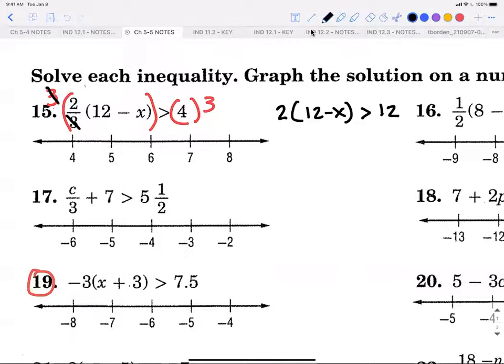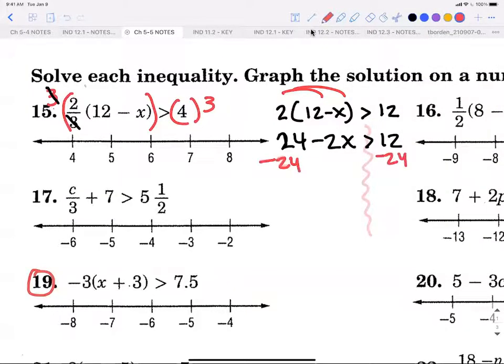So if you get rid of the fraction at the beginning of it, sometimes it makes it a little bit easier to work. I'm going to distribute. That gives me 24 minus 2x is greater than 12. Now this is where my wall comes in because I don't have any more distribution. I've already done that. I can't combine any like terms. I want to get the 24 moved over. So I'm going to minus 24 and minus 24. And I get negative 2x is greater than 12 minus 24, which is negative 12.